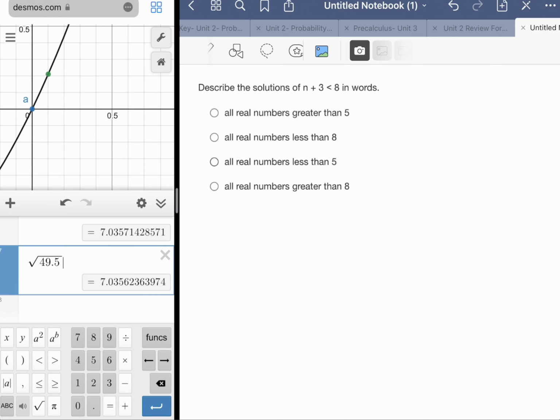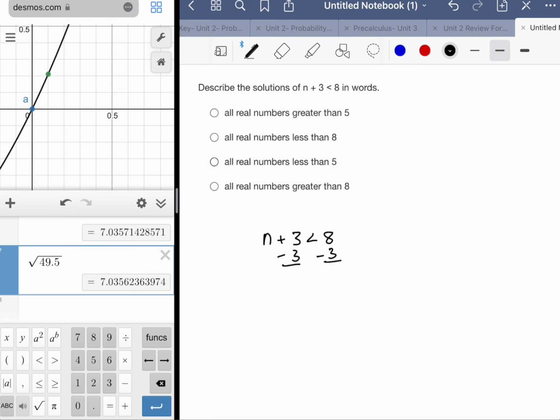Of n plus 3 less than 8 in words. All right, so the first thing you would do for that one is get the solution. So n less than 5. The key being the inequality, which references a less than. Anything that would involve a less than would be applicable, so not these two. It's less than 8. Well, it's not less than 8, it's less than 5, so there you go.